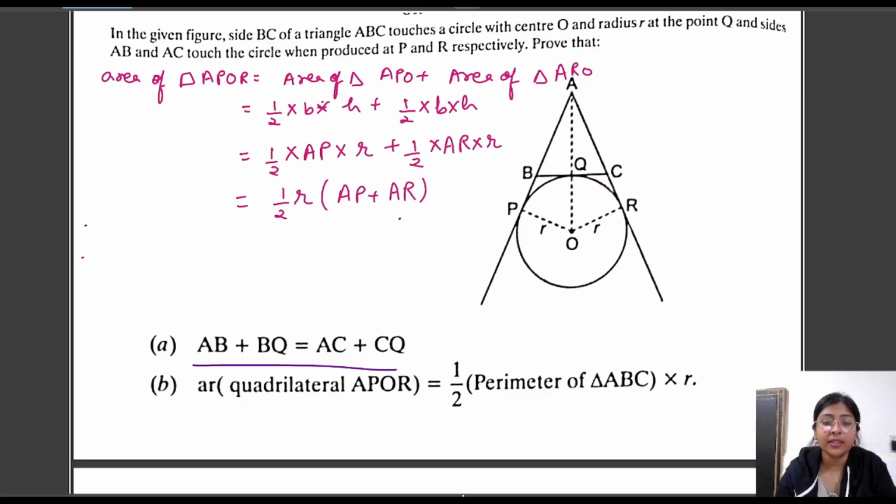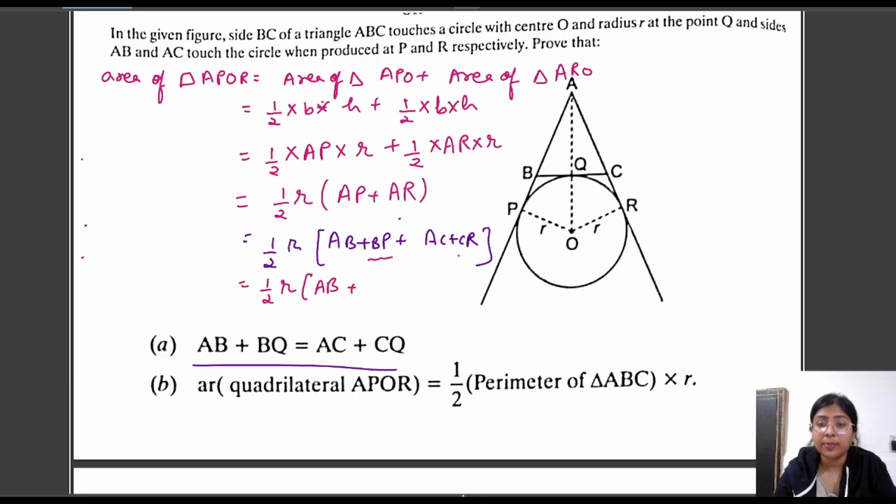Now the part is done. Half of R. AP can be written as AB plus BP. AR can be written as AC plus CR. Now solving this, AB plus BP plus CR, where BP can be written as BQ and CR can be written as CQ. Yes or no? Yes. And half of R, AB plus BQ plus CQ, where BQ plus CQ can be written as BC and here it is AC.